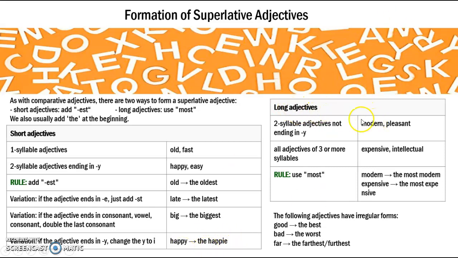And with long adjectives, we use most, right? For example, we have these long adjectives like modern, pleasant, intellectual, expensive. We say the most expensive, the most modern. So this is basically the rules: est and most, and also the use of the at the beginning. And also we have irregular forms, like in positive we have good, but in superlative is the best. Bad is for positive degree and the worst is for superlative degree.